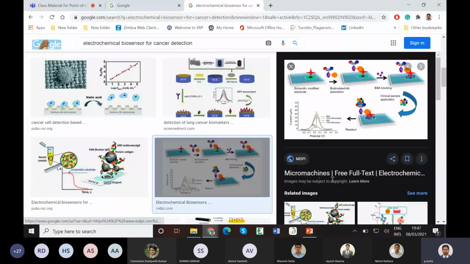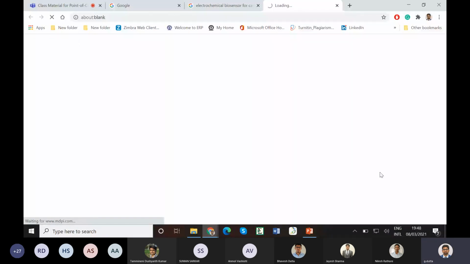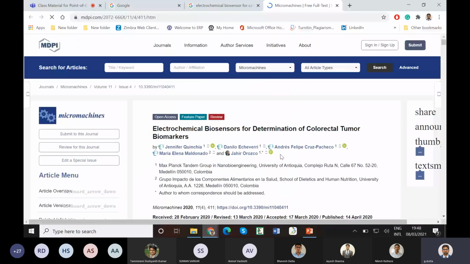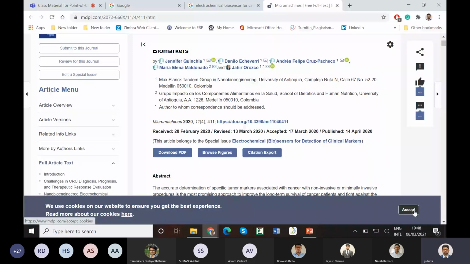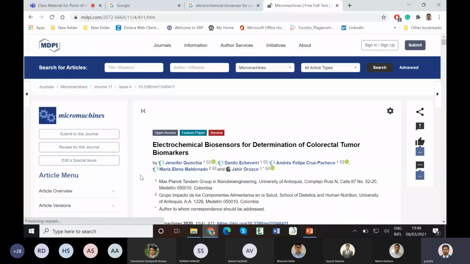Then you can see the Micromachines free full text of this paper. Then click it, and you will get the paper. This is the electrochemical biosensor for determination of this kind of direction. Then download the PDF. Some papers have free access, and if you are not able to download some papers, you should contact the IT library and you will get some access. Accept the cookies, and then your download will start. Then you will get the PDF file. Okay, is it clear?